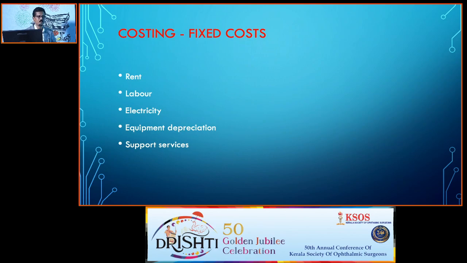When you do a costing exercise, there are two types of costs involved. We all know that. One is the fixed cost. Fixed cost is something which you have to pay whether you operate on one patient or you operate on 100. The rent that you pay for the building, like most of us start in leased property. And labor is a very important cost, because your salaries and labor cost will always be there, even if you operate few patients or you operate more. Electricity, your equipment, depreciation of the equipments and other support services that you have.